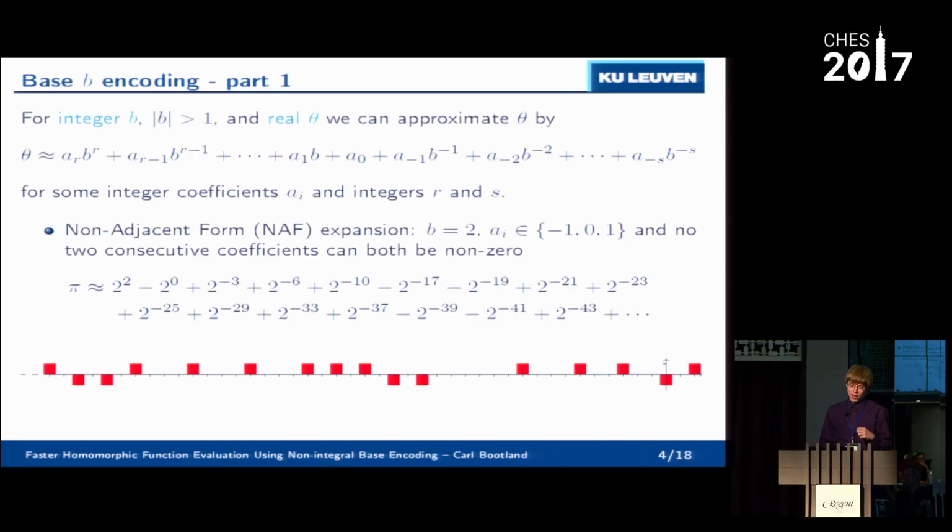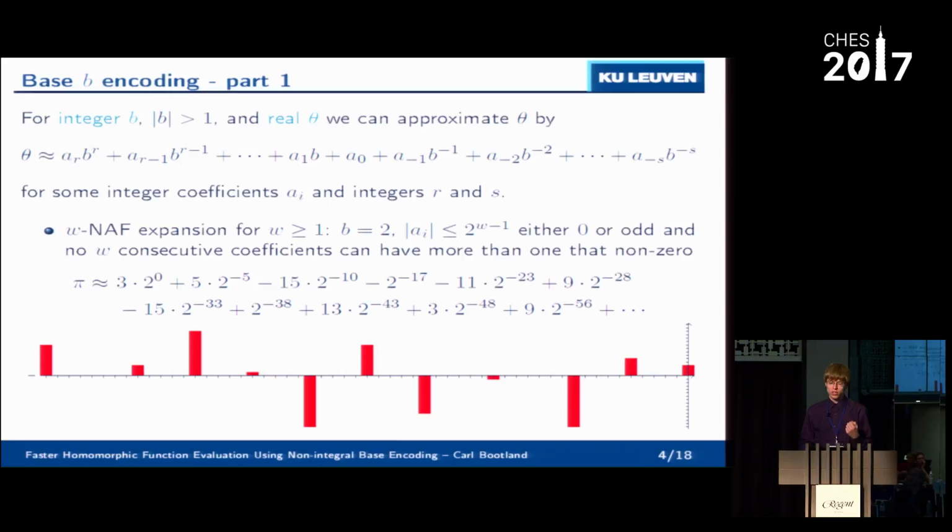Another example is the NAF expansion, or non-adjacent form. Here we use base B equals 2, and again only allow coefficients 0 or plus or minus 1. But we now restrict so that of any two consecutive coefficients, at most one is non-zero. So this gives a bit of sparsity to our plot here. And this can be generalized to what's called WNAF. Here now, in every W consecutive coefficients, there can be at most one that is non-zero. In our example, pi, we see that the coefficients now have to be a lot larger. In fact, they can be up to 2 to the W minus 1. So in fact, this is not good for our applications.